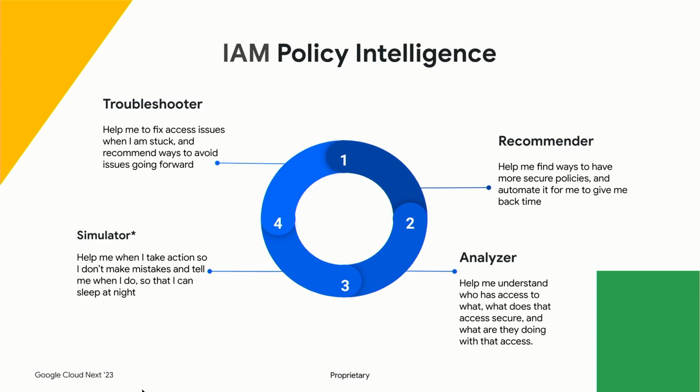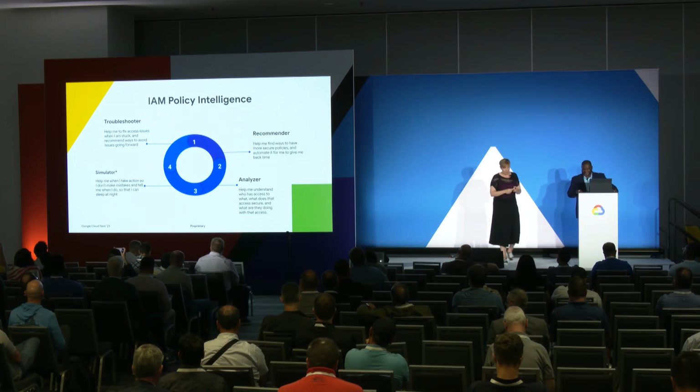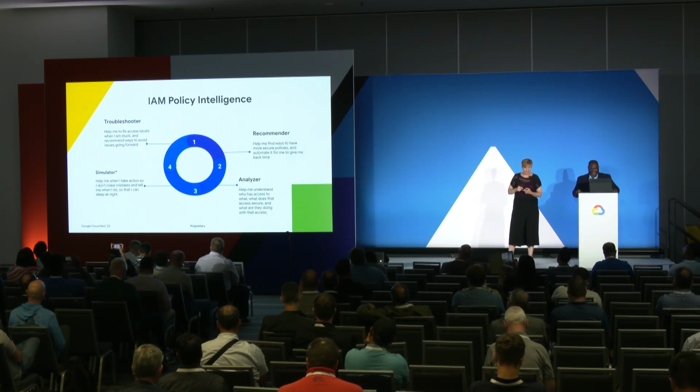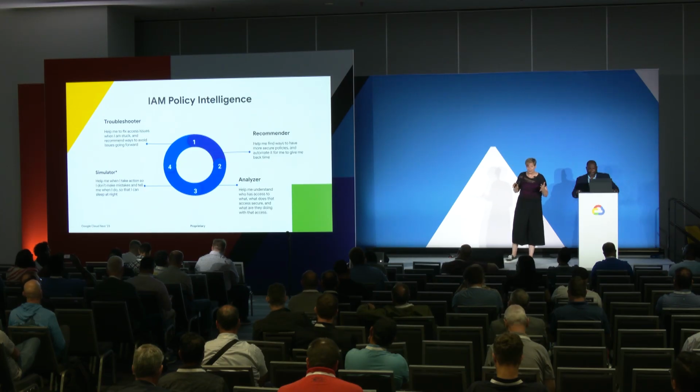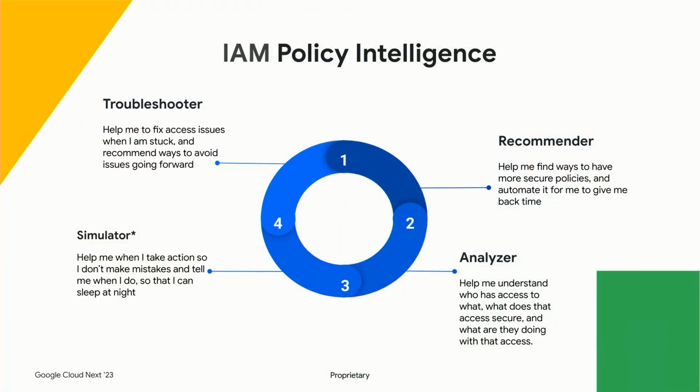I have the policy intelligence suite. You have IAM Recommender. Each role recommendation suggests what you remove or replace. That tells you if a principal has excess permissions, so you can take them away, right? But you need 90 days of data to do this. You have Policy Analyzer, which is your auditor's best friend, your security professional's best friend. You can determine who has what permissions.